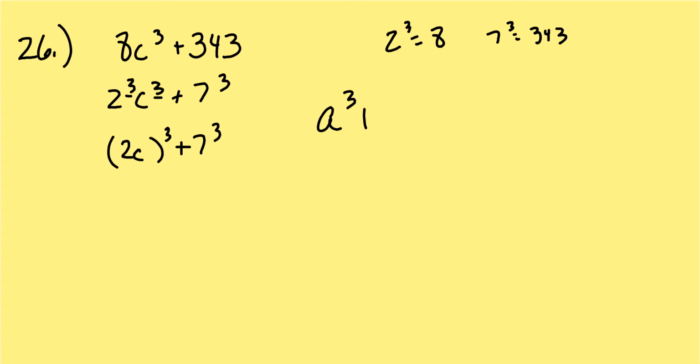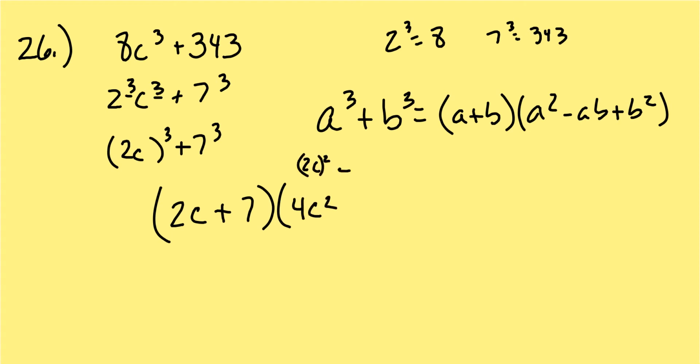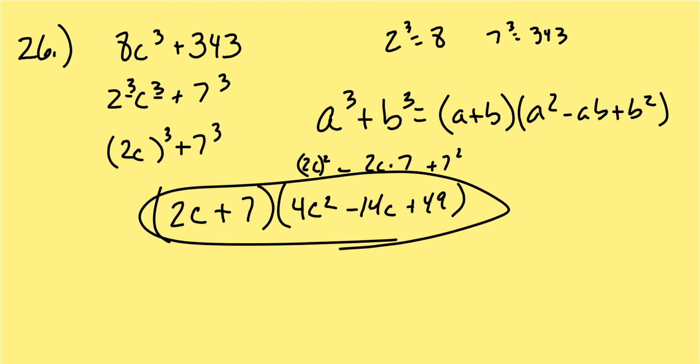So that means I'm going to use this shortcut, a cubed plus b cubed equals a plus b in parentheses, a squared minus ab plus b squared in the other set of parentheses. So I have 2c plus 7. Now remember, I'm going to have 2c squared, so I have to square the 2 and the c to get 4c squared, minus 2c times 7, that's why it's minus 14c, and then it's plus 7 squared, which is plus 49. That's my answer right there for 26.